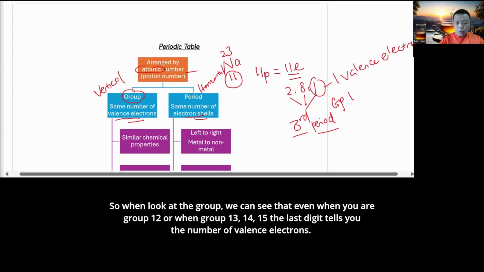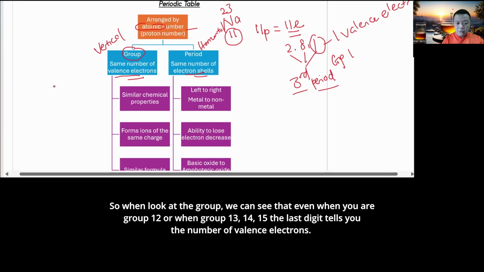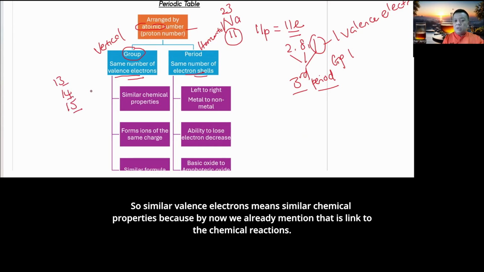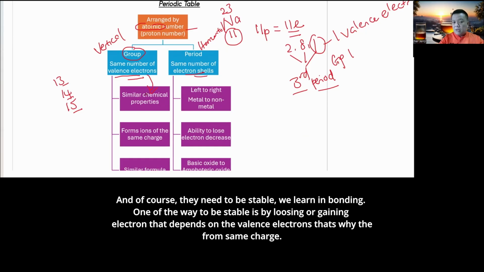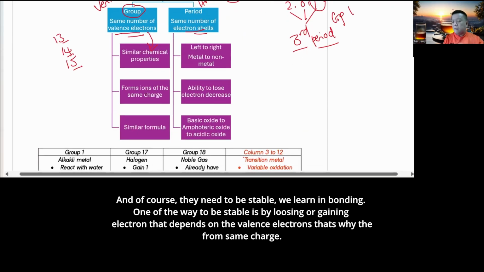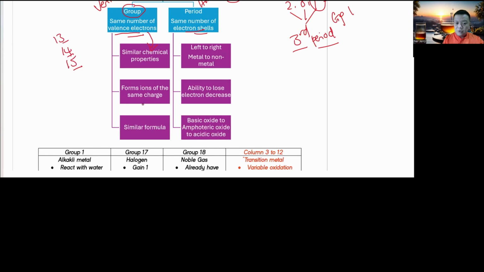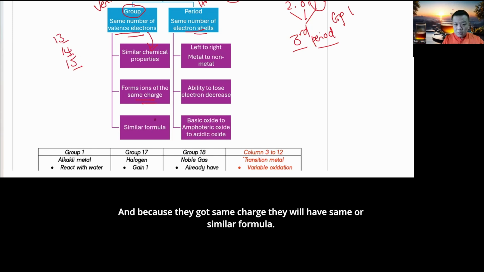When you look at a group, even group 12, or group 13, 14, 15, the last digit tells you the number of valence electrons. So similar valence electrons mean similar chemical properties, because by now we already mentioned that it's linked to chemical reactions. And of course, they need to be stable. We learned in bonding that one way to be stable is by losing or gaining electrons. That depends on the valence electrons. That's why they form the same charge. And because they have the same charge, they will have the same or similar formula.